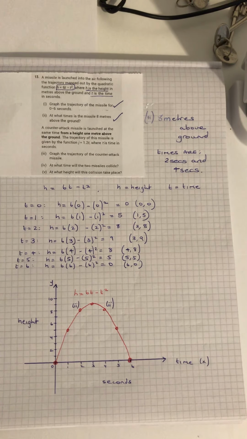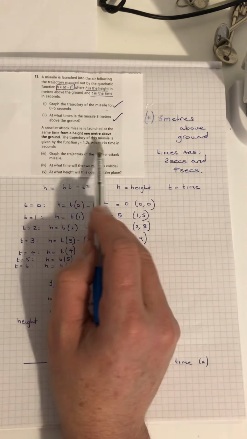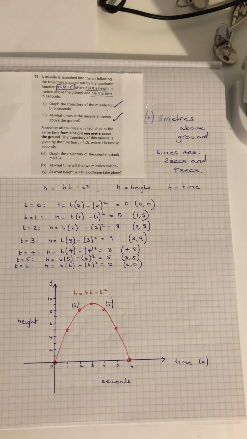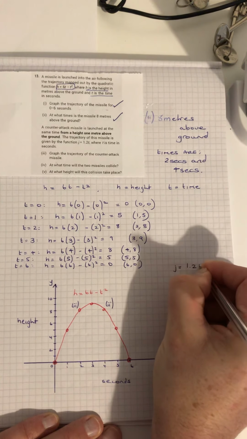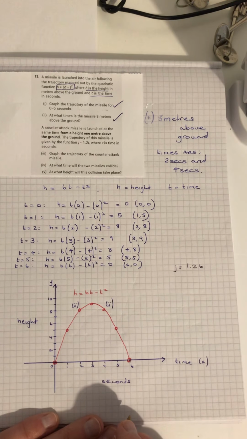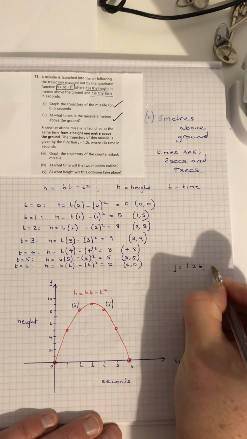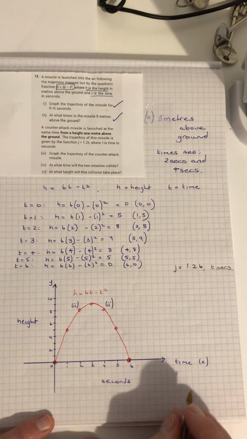Now, a counterattack missile is launched at the same time from a height of 1 meter above the ground. The trajectory is given by this function, and I'll do this one in black over here. So j is equal to 1.2t, where the time is in seconds again. Okay, so we want to graph this one.